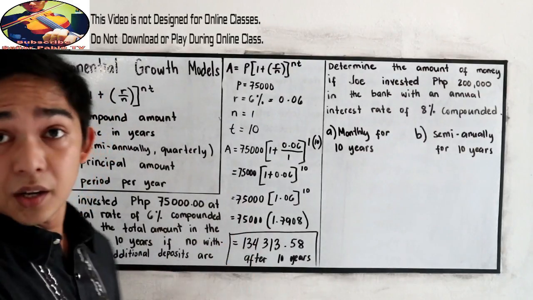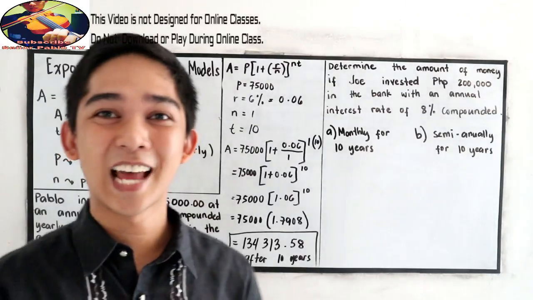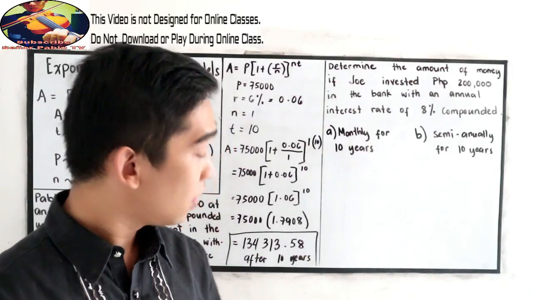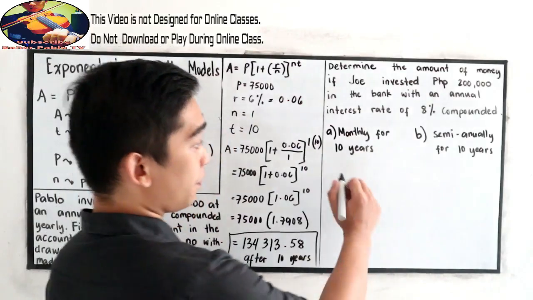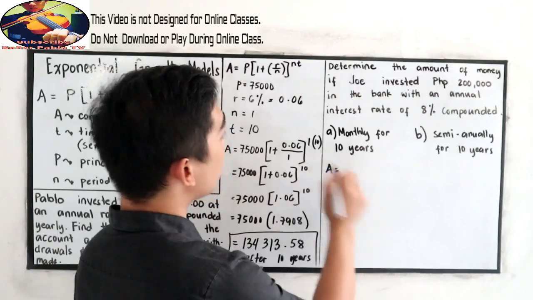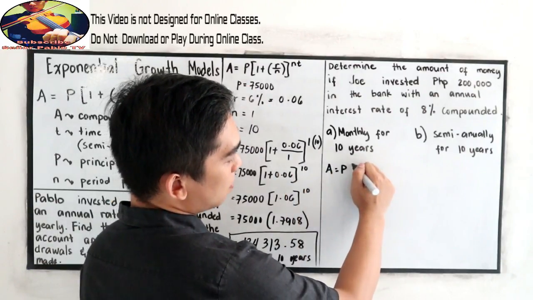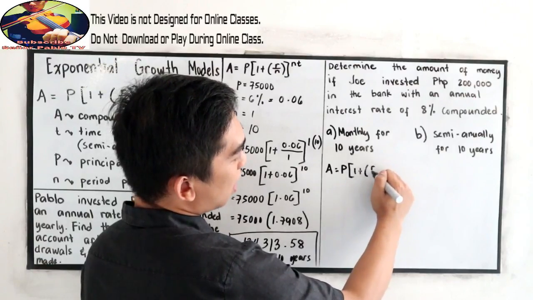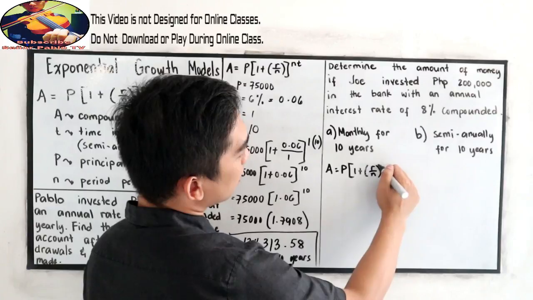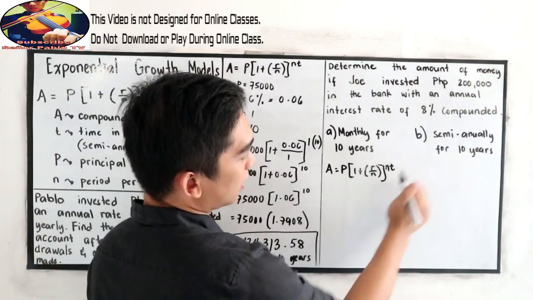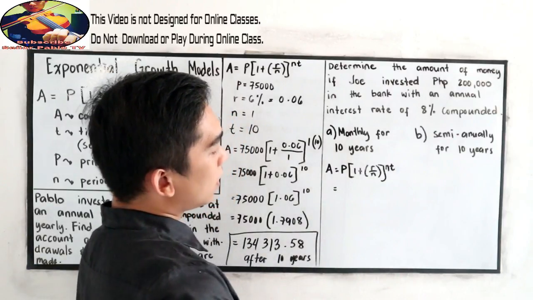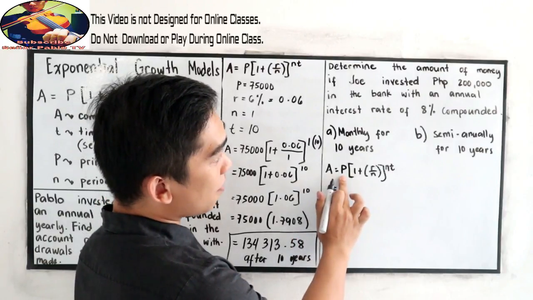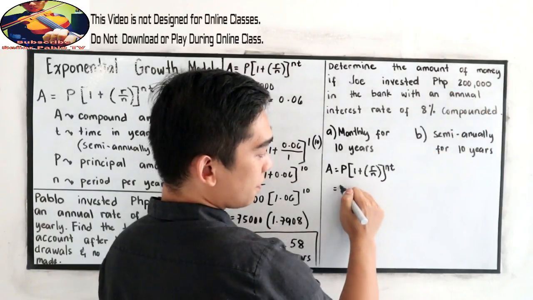If you want to try A and B, you can pause the video. Then after answering, resume watching to check your answers. Our formula is A is equal to P times 1 plus R over N raised to N times T. So let us find our principal amount, that is 200,000.